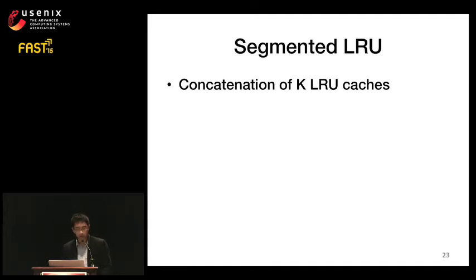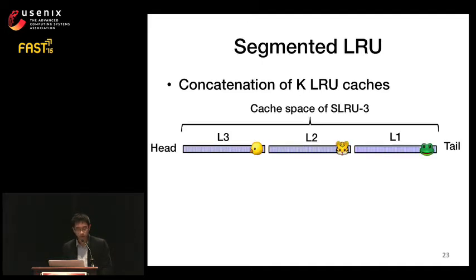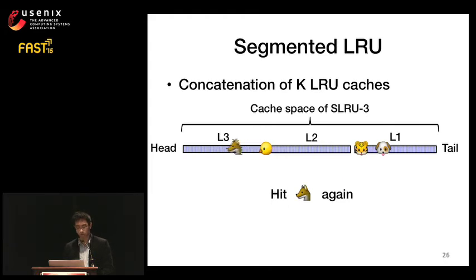So segmented LRU-K is just a concatenation of K LRU caches. On a cache miss, you will insert the object to the first LRU queue, and then the object at the tail of that queue is evicted from the whole cache. If we miss another second object, then the second object will be inserted to the head of the first queue, and the previous object is now at the second location of that queue. So if we hit again, then it's promoted to the head of the second queue, and on another hit, it is promoted to the head of the third queue.